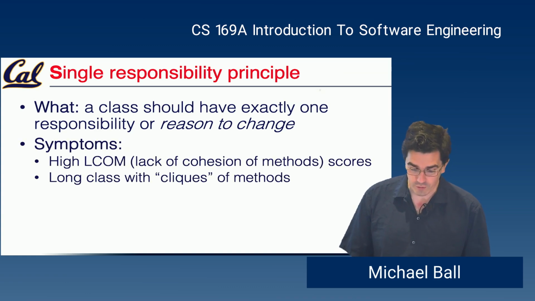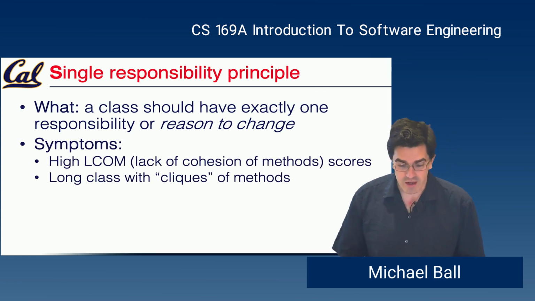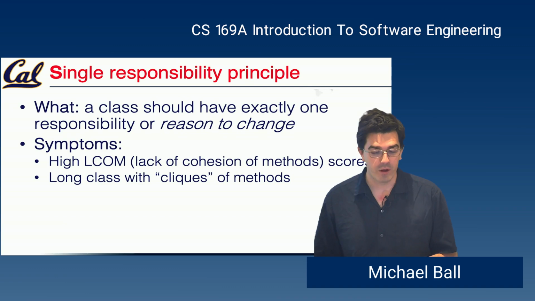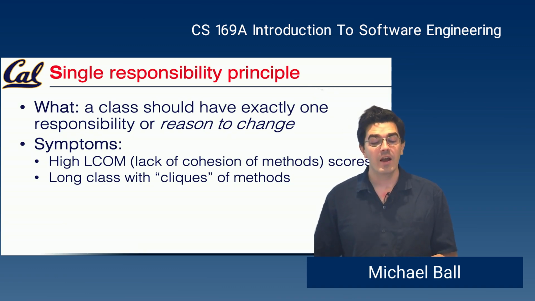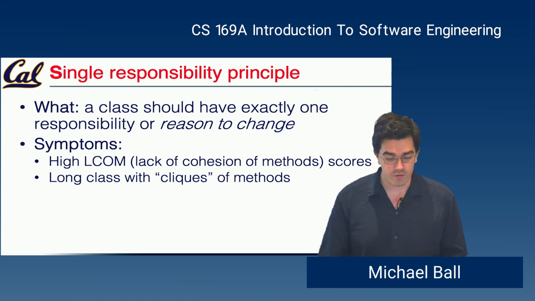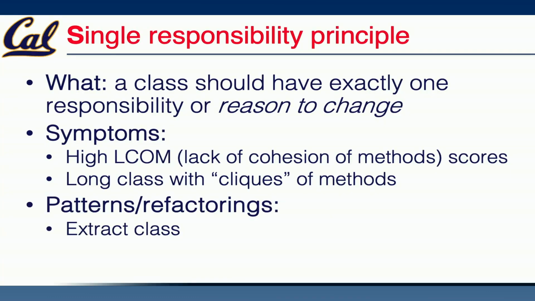The S, single responsibility principle. Each class should have exactly one responsibility or reason to change. In that, we should keep our classes small and coherent. We can use things like the lack of cohesion of methods as an exact metric, perhaps, to indicate that our class violates SRP. And of course, we can do things like extract subclasses, extract methods to delegate or to compose classes.